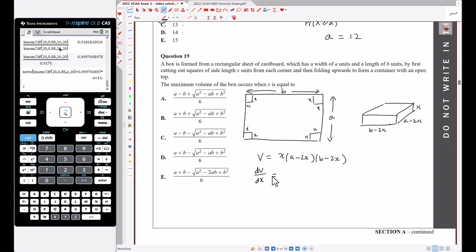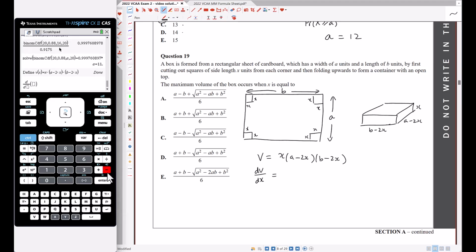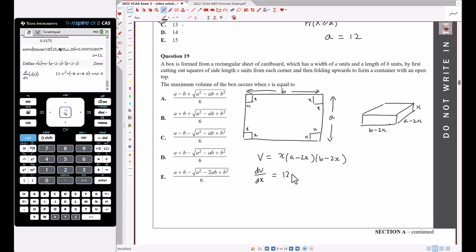Okay, I'm going to define my volume function. It is going to be x times, again you'll need those explicit multiplications, A minus 2x times B minus 2x. I'm going to differentiate it, and we get 12x squared plus negative 4A minus 4B x plus AB equals 0. We're going to solve that.